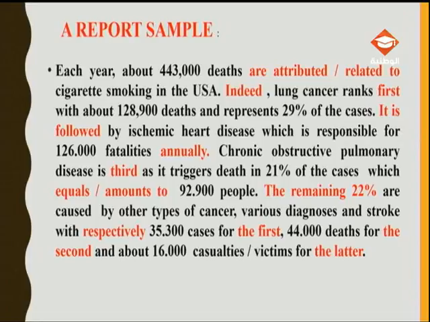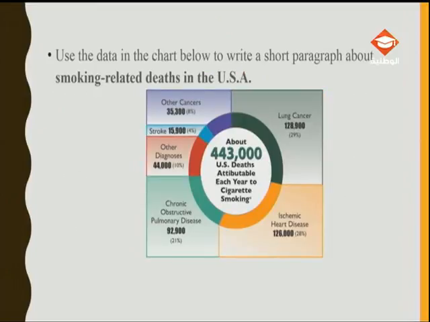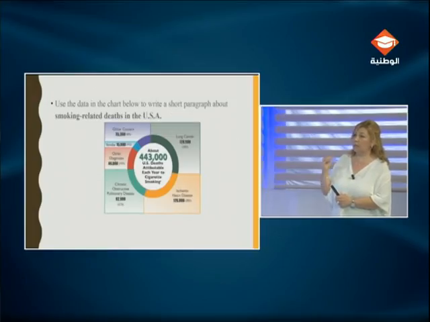Then we have chronic obstructive pulmonary disease is third, means is in the third position, as it triggers death. Triggers means causes. It causes death in 21% of the cases, which equals or amounts to 92,900 people. For the last three causes, I've tried to put them together. Okay, you have other diagnoses, cancers, and stroke. So together, 10, 4, and 8, we have 22%.